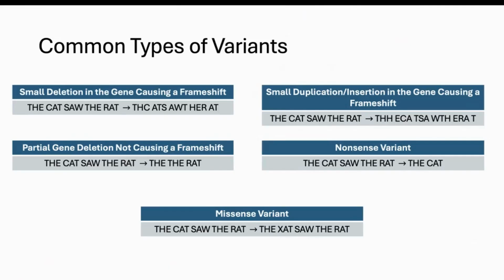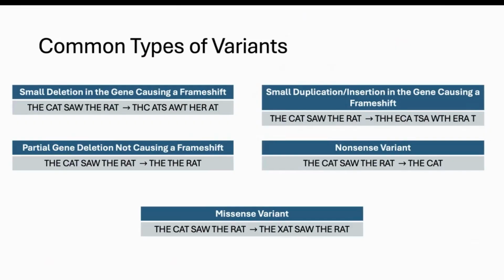For a small duplication or insertion in the gene causing a frame shift, this shows a frame shift variant where the letter H from "the" is duplicated, causing a shift in the way the codons are read. This again alters the words or codons that come after, and again, the sentence no longer makes sense. The shift in the way the codons are read occurs whenever the duplication or deletion isn't in a multiple of three.